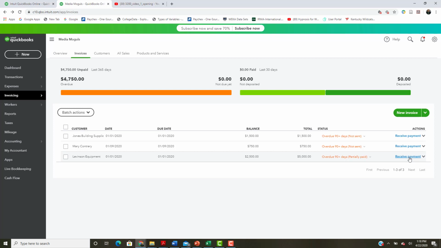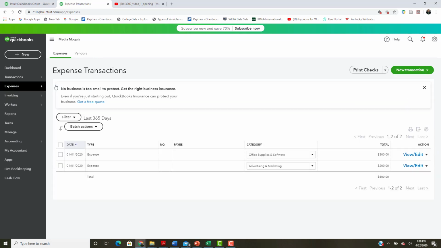And since you didn't get it all in cash, and then received the payment immediately thereafter for the 2,500, after you've done that, that'll leave you with this $2,500 balance, which is what you were looking for. On the expense side, you have to set up the vendors as well.